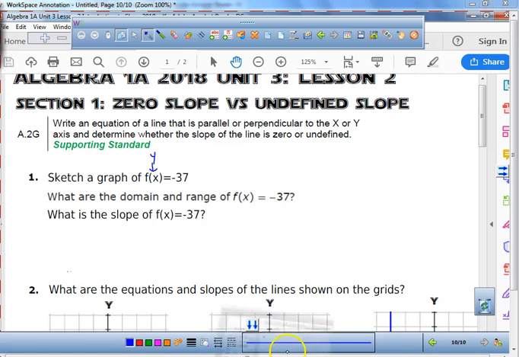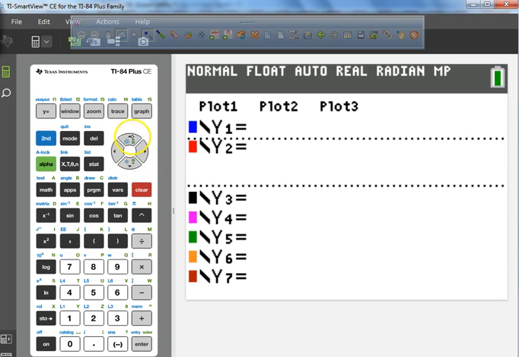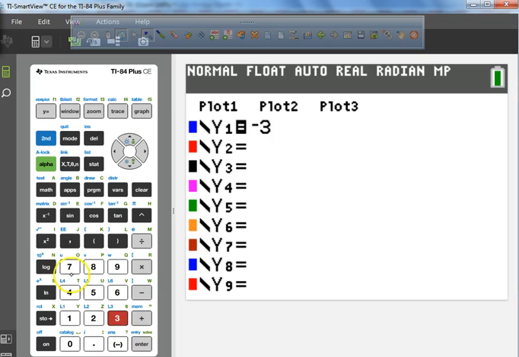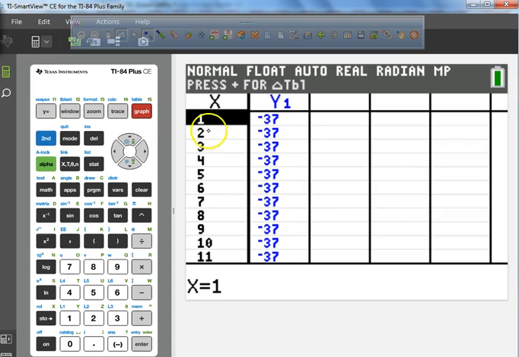So, here's what somebody did. Y equals, all right, I'm going to go down here and clear this out. Y equals, they typed in a negative 37, and they hit graph. Man, I don't see anything. What did I say? By the way, let's look at our table. When x is 1, what's y equal to? When x is 2, what's y equal to? Wow, it seems like it's all equal to negative 37.